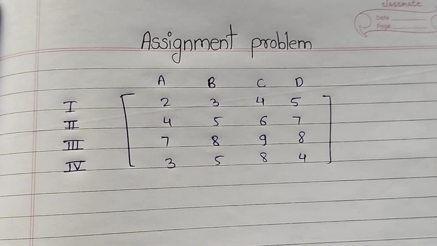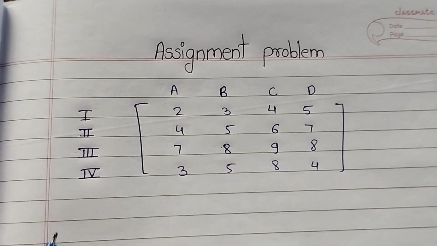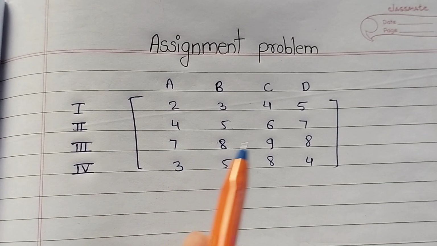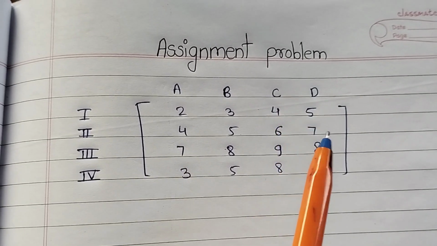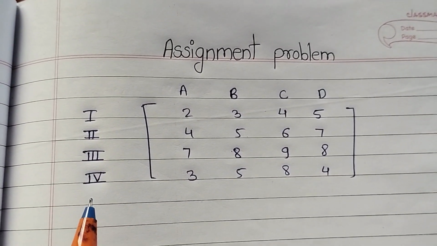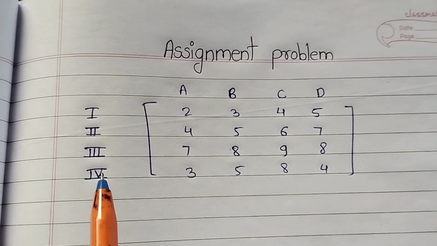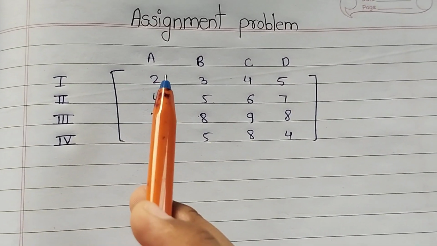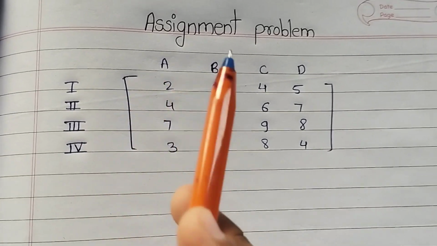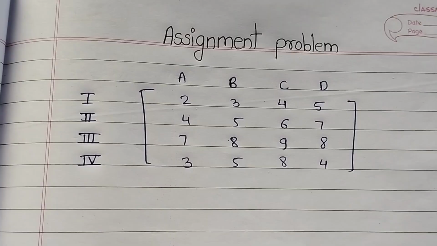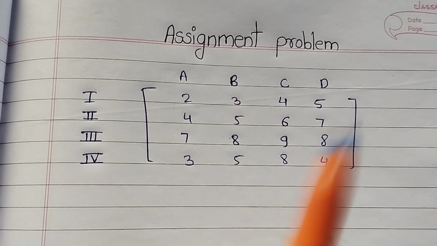Hello everyone, in this video we study the assignment problem. The objective of the assignment problem is to find the allocation of a number of tasks to an equal number of facilities. Let's suppose these are the tasks and these are the number of days to complete those tasks. So we assign minimum days to each task so that you can complete all the tasks in less time or fewer days. We will see how we solve an example using the assignment problem.